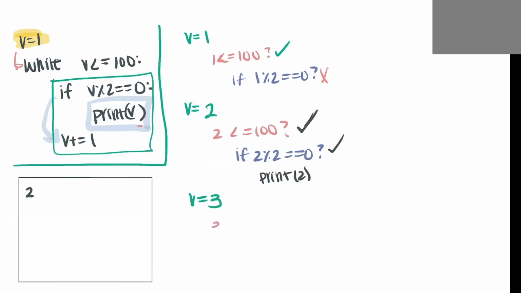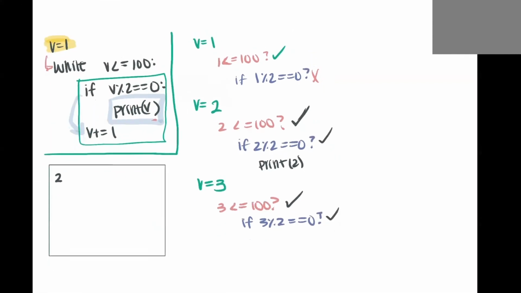and see if that is true or not. So v is 3, so it's 3 less than or equal to 100. Is that true or is this false? True, very good. So this is a true statement. And that means we are going to fall into the code block here and run this. So if 3 modulus 2 equal 0, is this true or false? Perfect. This is false. So we are going to ignore this code block and we're going to go straight into this v plus equals 1, which means we increment our v value and now we have v is equal to 4.